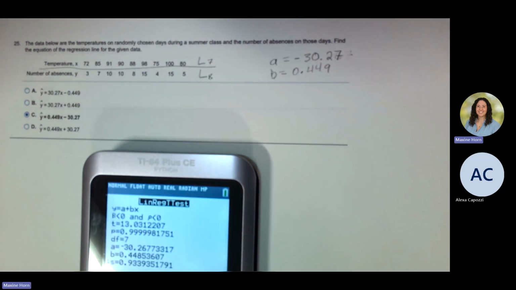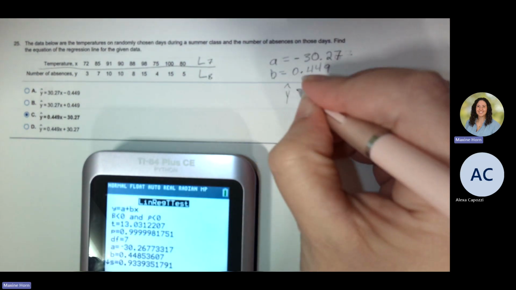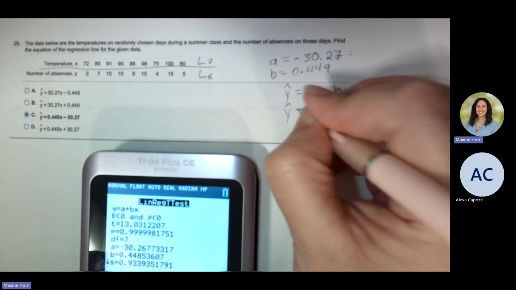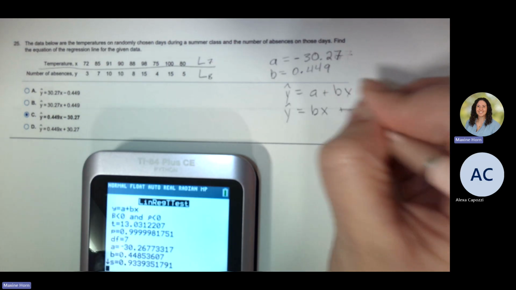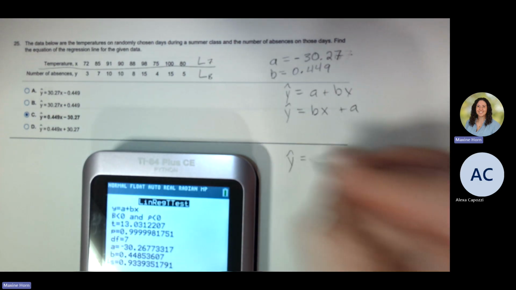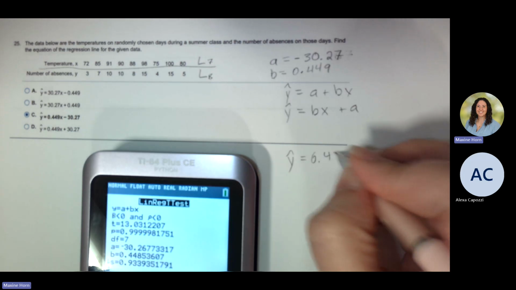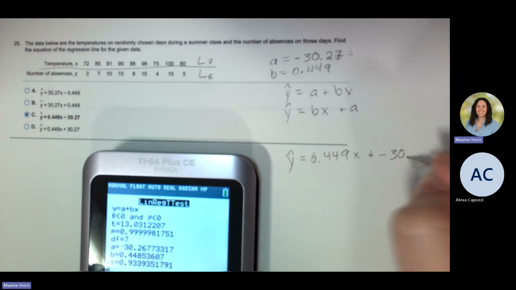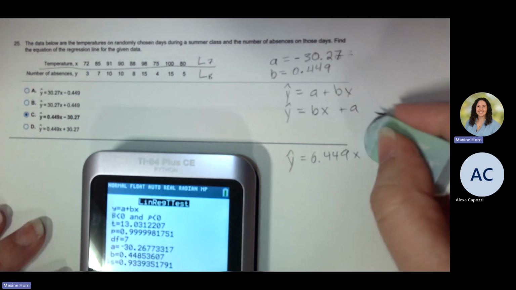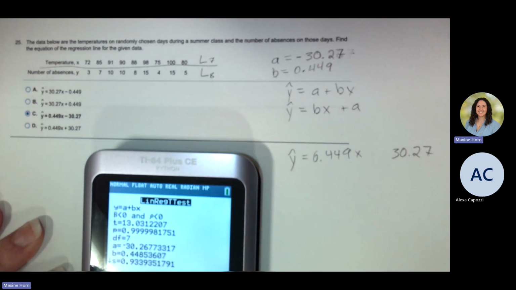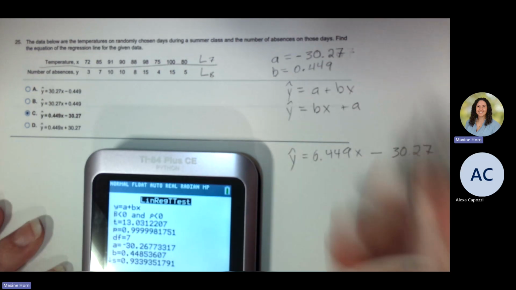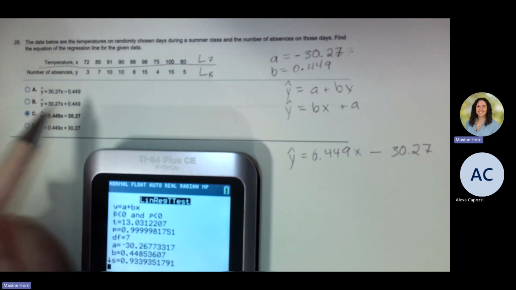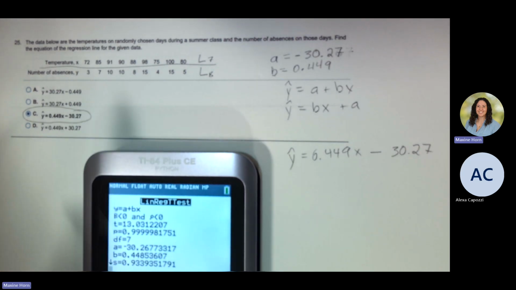Okay, so we are being reminded that the equation is y equals a plus bx, but we don't want to write it like that. We want to write the b term first. So we're going to do y hat equals 0.449x plus the a term, which is negative 30.27. If you don't like having to go back and erase your plus and your minus, just wait to put the sign until you see what the sign of your a value is. And that's how we're getting this right here.